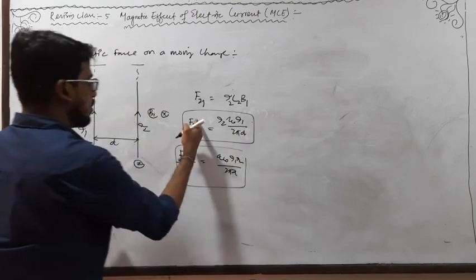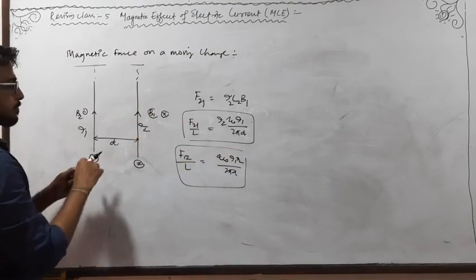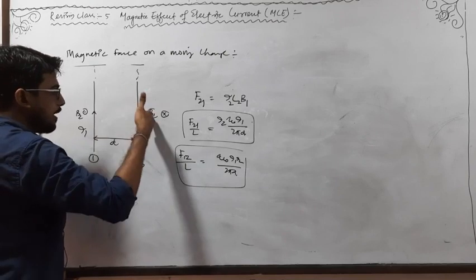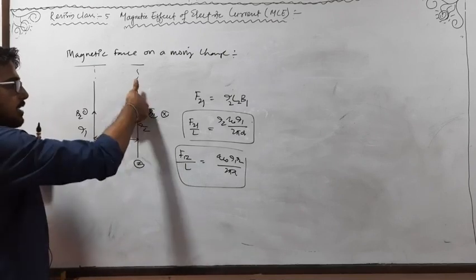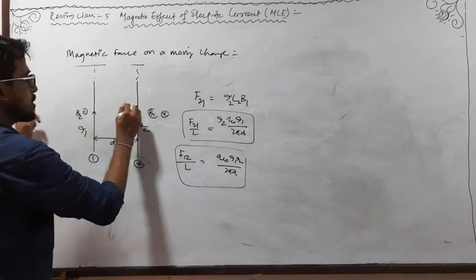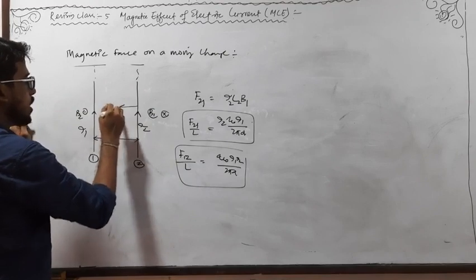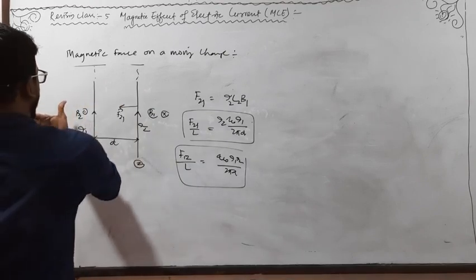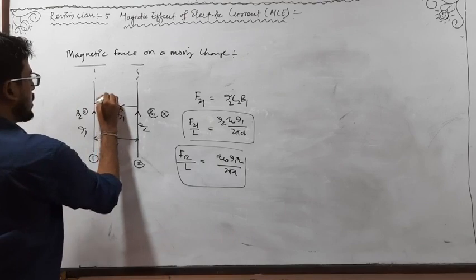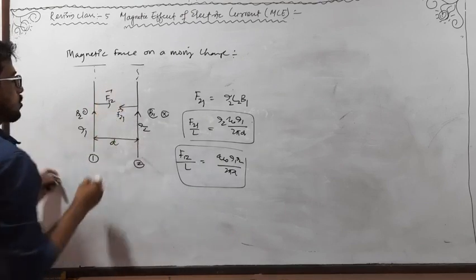But the directions of F1 and F2 differ. For F2, the field is into the plane and the current is along this direction, so the force is along this direction; this is the force on 2 due to 1. For F1, the field is out of the plane and the current is along this direction, so the force will be along this direction; this is the force on 1 due to 2.